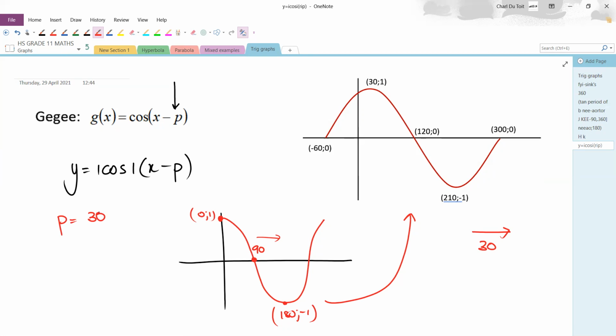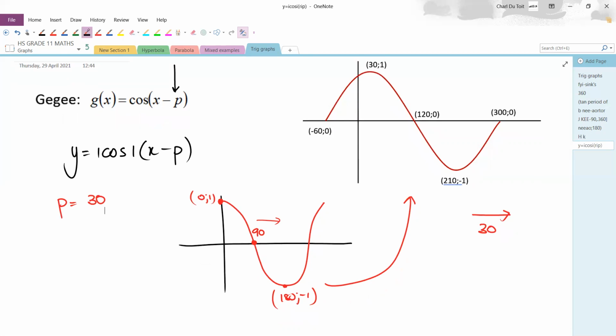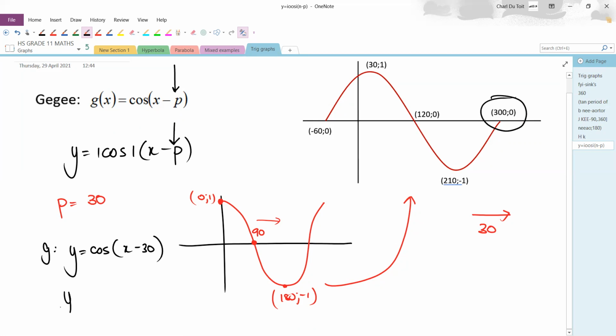Now, sometimes it's difficult because you don't know if it's plus 30 or minus 30. So let's test our answer. So we have the following graph. Y equals cos x minus 30. Because we chose P as a positive value, so I'm just putting positive 30 in there. That means I'm getting negative 30. Now I'm going to test it by putting any one of these coordinates in. If I put 300 as an x in, I must get 0 as a y value. So if I type this in my calculator, 300 minus 30, I must get 0 as the answer. Otherwise, my equation is wrong.